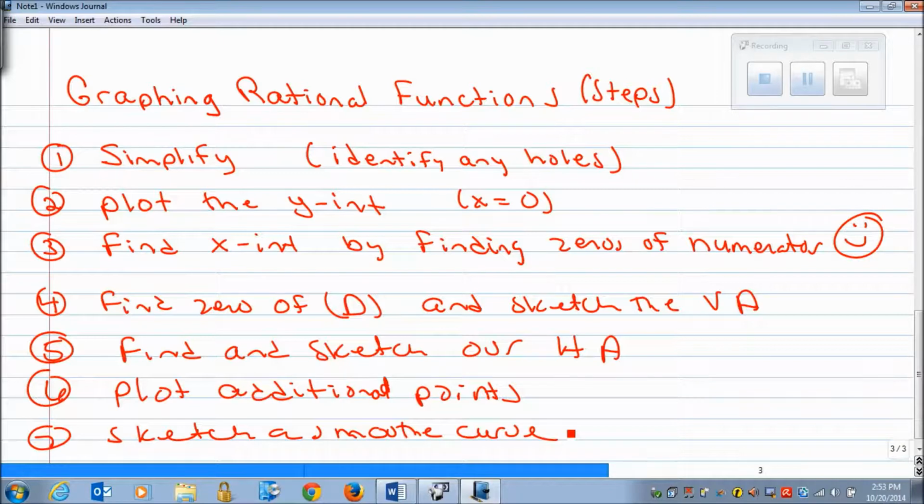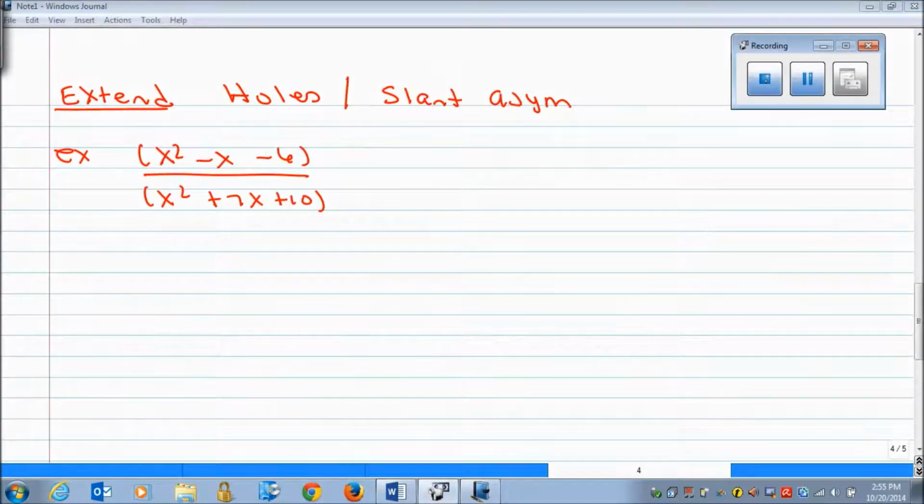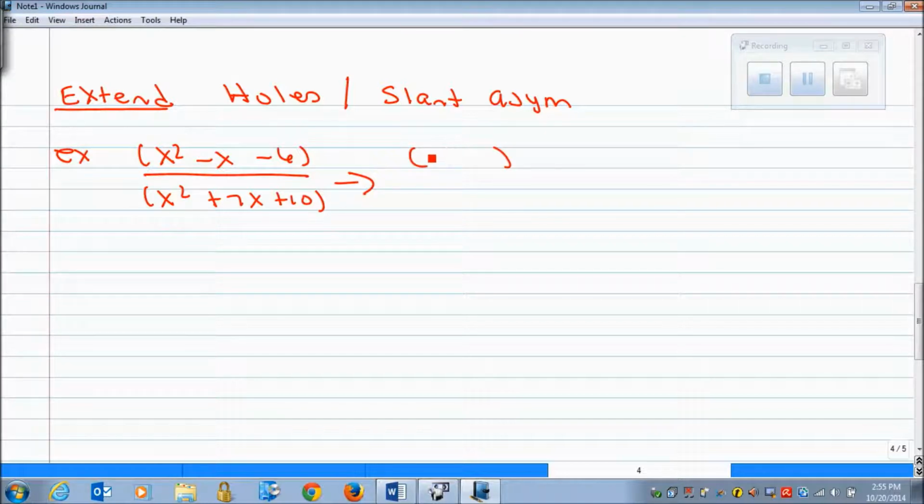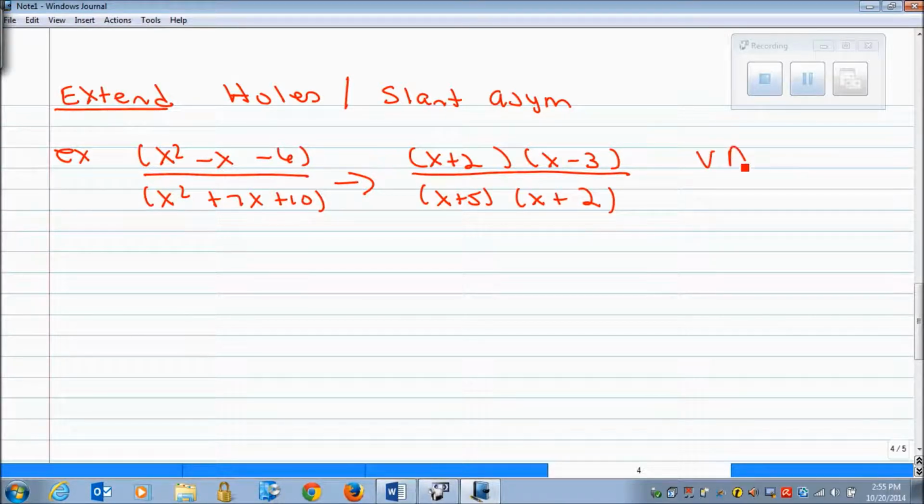All right, go Bearcats. Okay. In this last section, we're going to extend a little, and we're going to look at what happens when we find a hole or slant asymptote. In this particular case, we're going to factor both the numerator and denominator. So when we do, we're going to get x plus 2 times x minus 3 in the numerator. In the denominator, we're going to get x plus 5 times x plus 2. All right, we know that our vertical asymptotes would be at, oh, wait, we have a cancellation. We want to simplify first.